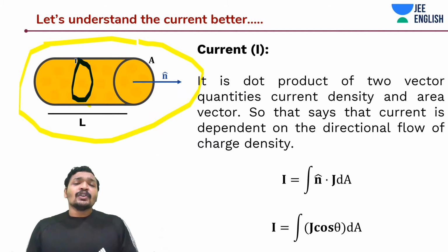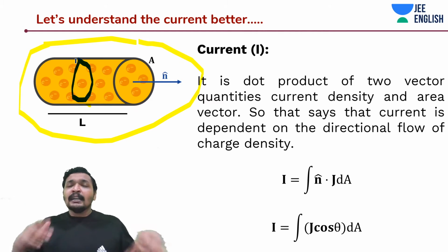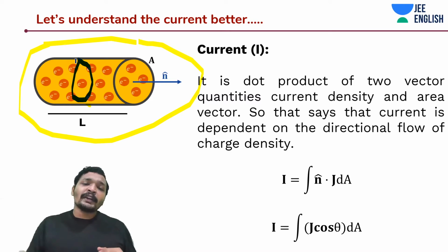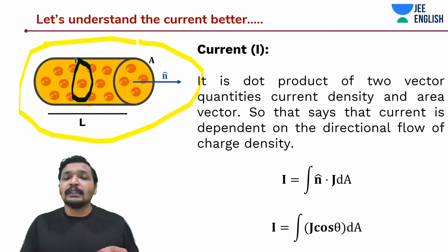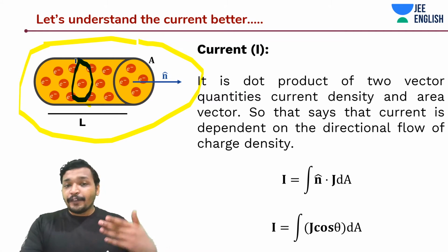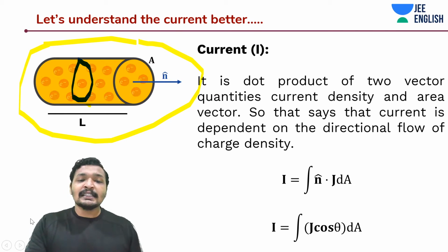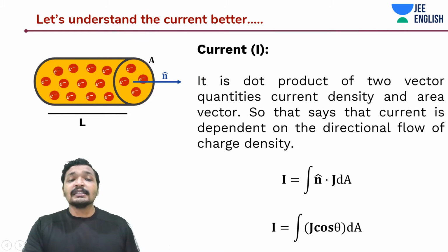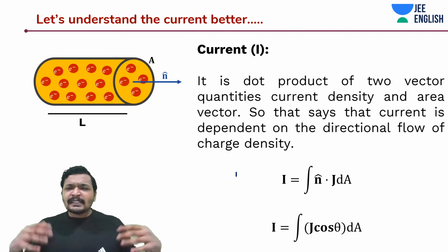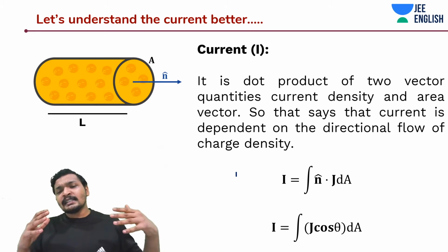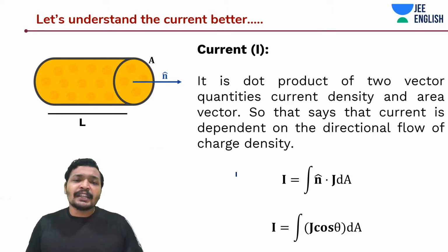Okay, guys. So, actually, if you think about current, current is a scalar quantity which is flowing, but it is dependent on two vector quantities. One is area vector and the other one is current density vector. If it's a new concept to you, get it that there is some vector known as current density vector on which this current is dependent. So basically current is nothing but a dot product of two vector quantities. One is current density and the other is area vector.